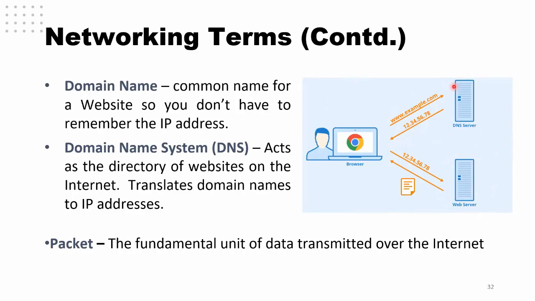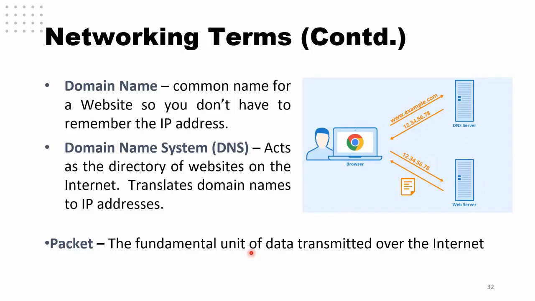So what we need is a domain name system or a domain name server that acts as a directory of websites on the internet. It translates domain names to IP addresses. It has a list of domain names and their respective IP addresses. Once you give the domain name, it finds the IP address and gives it to the web server. So the web server can identify the website or information using that IP address and give it back to the user. That is the domain name and the domain name servers.